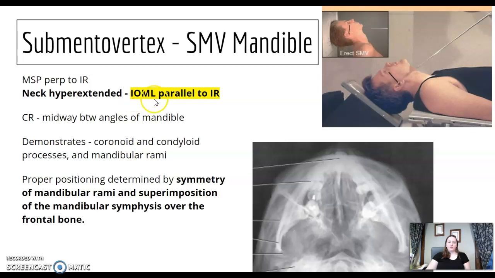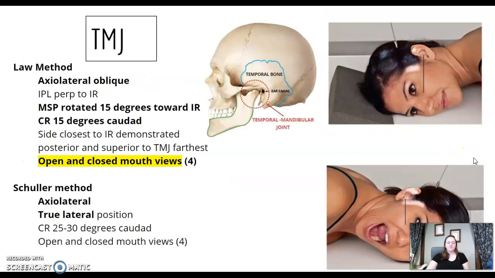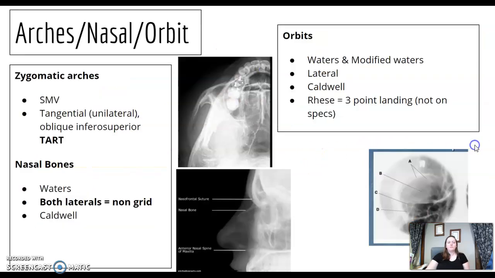SMV, for almost all the SMVs, or I think all the SMVs, it's IOML, is parallel to your image receptor there. TMJs. I really don't foresee you getting many questions about TMJs, if you even get one, but the thing to know definitely is you want open and closed mouth views on TMJ exams.